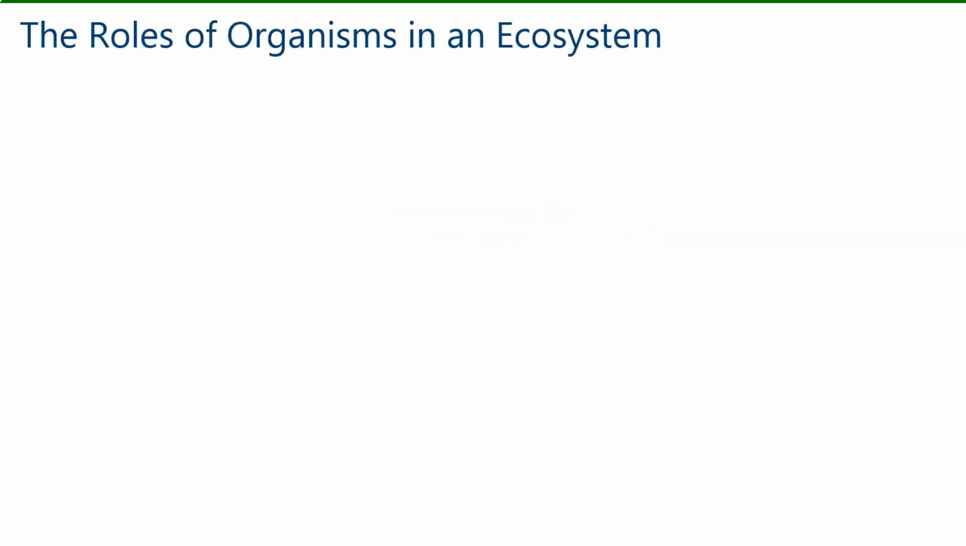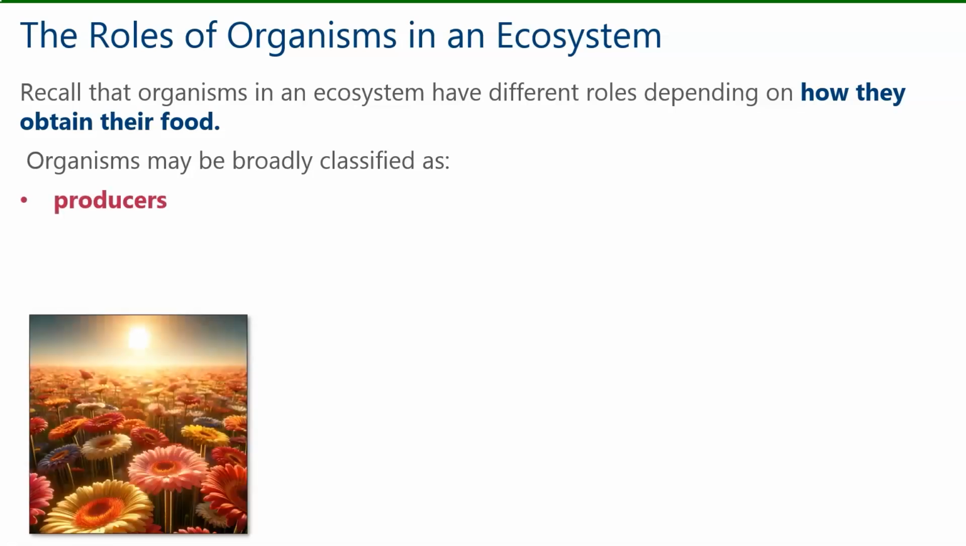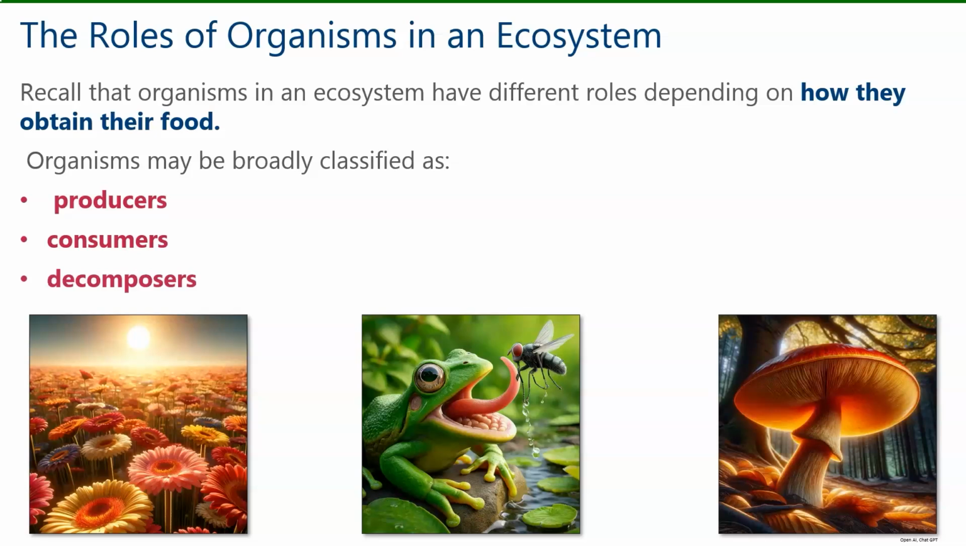Let's begin by reviewing the roles of organisms in an ecosystem. Recall that organisms in an ecosystem have different roles depending on how they obtain their food. Organisms may be broadly classified as producers, like these Gerber daisies, consumers, like this frog, or decomposers, like this mushroom.